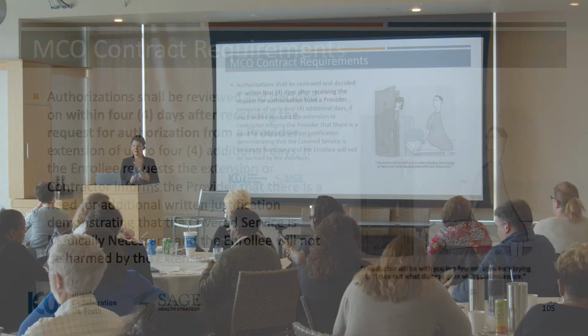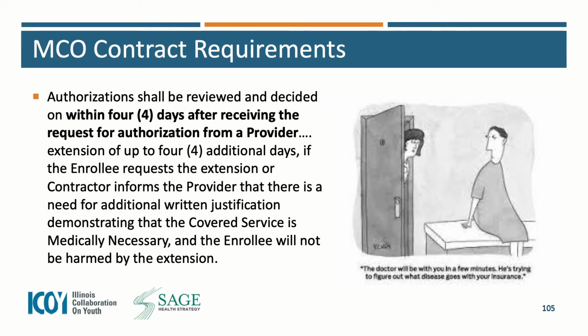All right, so there are contractual requirements around authorizations, because many times you'll hear that you don't hear back from the MCO, or that it's preventing you from providing appropriate care for the member. But the MCOs are contractually required to respond within 4 days from receiving a request for authorization. They can ask for an extension of another 4 days if it will not harm the enrollee. But you will hear back on any authorization within 4 days, and they're contractually obligated to do so.